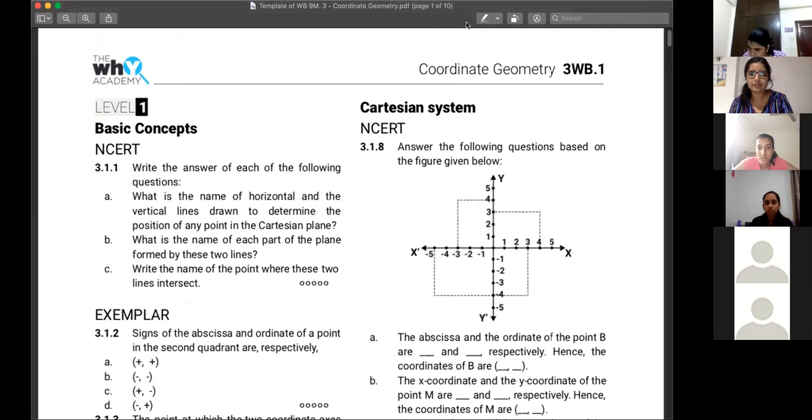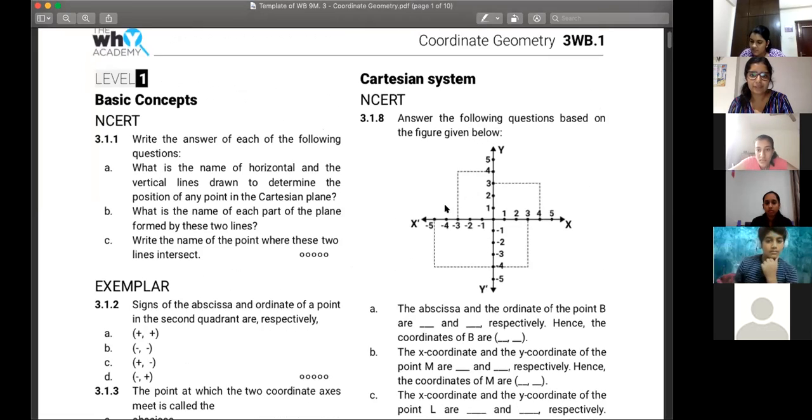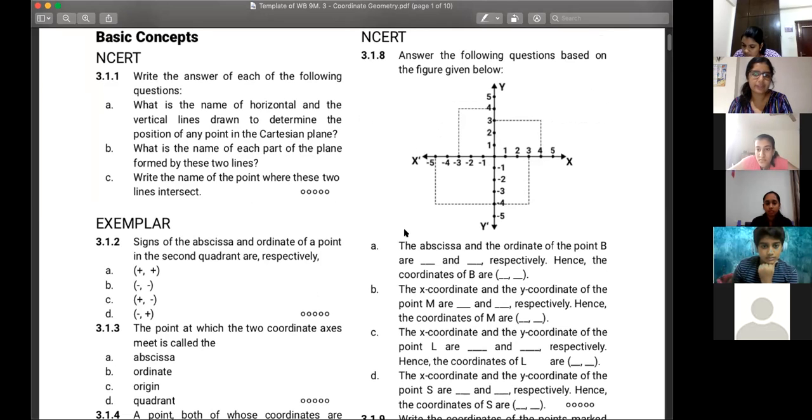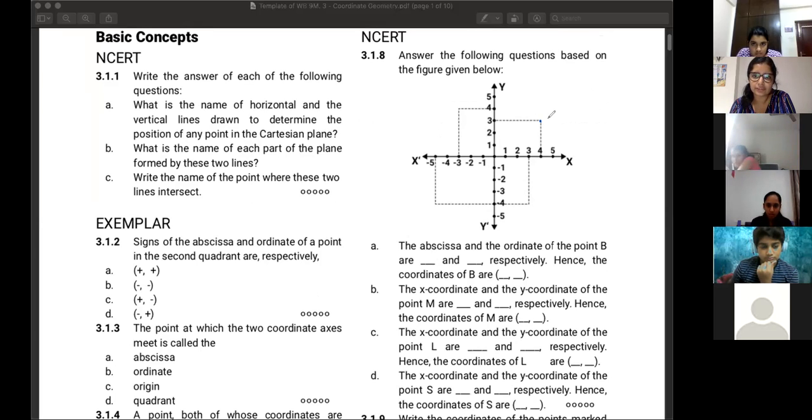Okay, Sujal, Cartesian System is 3.1.8. The A, B, C, D are not given, no? I'll quickly name it. I'll call this A, B, C, and D. Okay. Now you take the first one. Abscissa and ordinate of the point B are dash and dash. So you can directly give the coordinates of B. Ma'am, -3 and 4. Very good. Abscissa is -3, ordinate is 4.